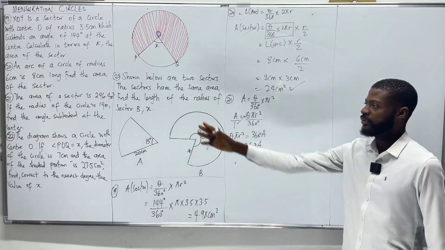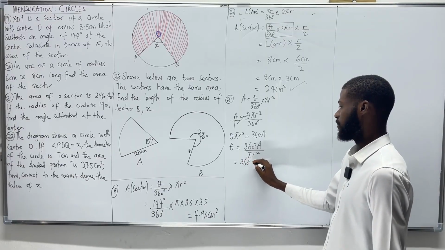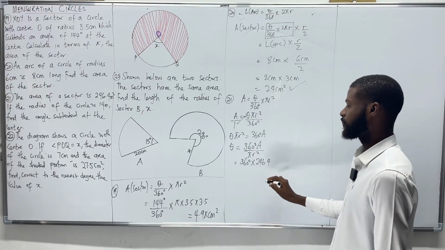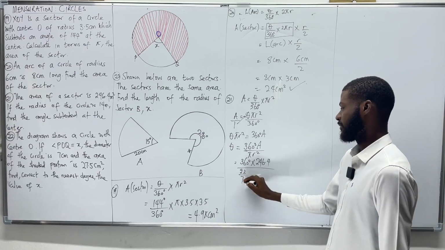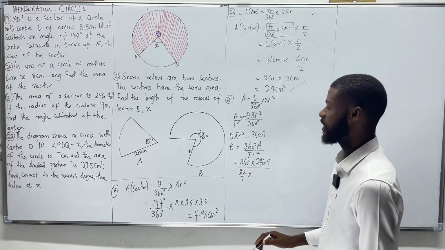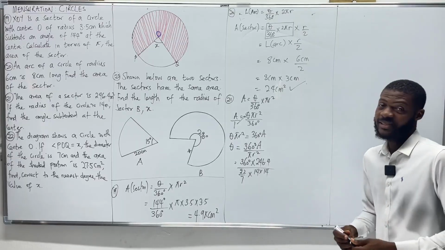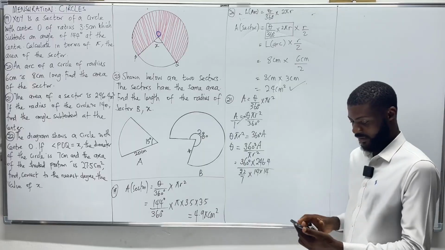And with this, we can then put in everything we have. So this will be 360 degrees times the area, 246.4, divided by pi. We know pi is 22 over 7. And then our radius is 14. So this will be 14 times 14. Now you basically have to be careful for this question. You have to be careful.